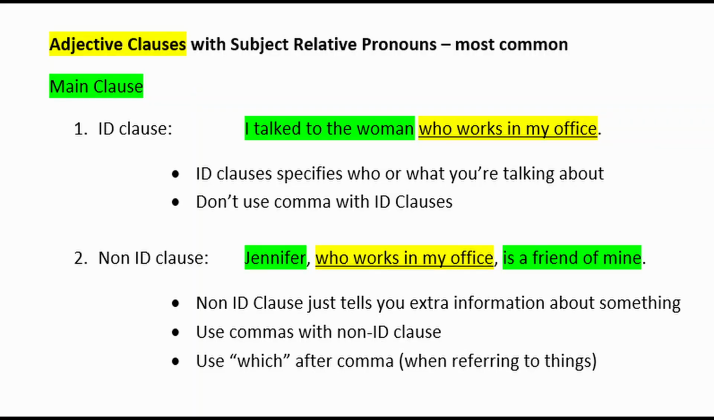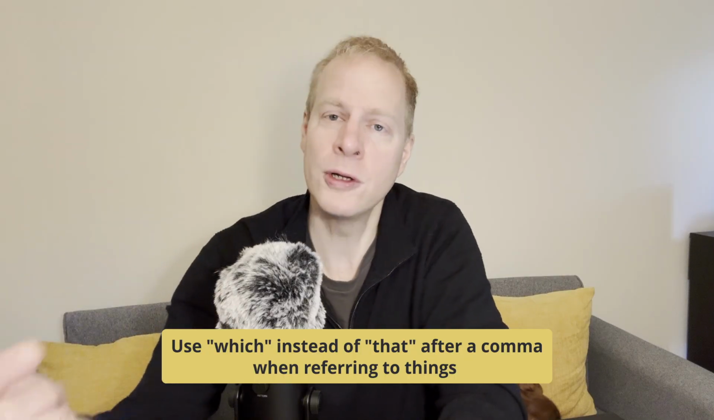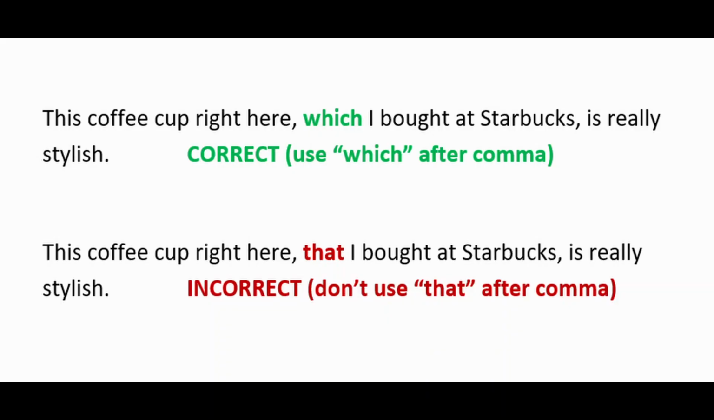We do use commas, and also just be careful if you're talking about a thing, we want to use the comma and which, okay? So we don't use that in a non-identifying clause. We don't use the relative pronoun that after a comma. After a comma, we always use which if you're talking about a thing, okay? So, for example, this coffee cup right here, comma, which. You see, this coffee cup right here, I've just identified it. It's very specific. This coffee cup right here, comma, which I bought at Starbucks, you see, comma, which, okay, because I'm talking about a thing, all right? So if it's a thing, we say which. If it's a non-identifying clause, okay?